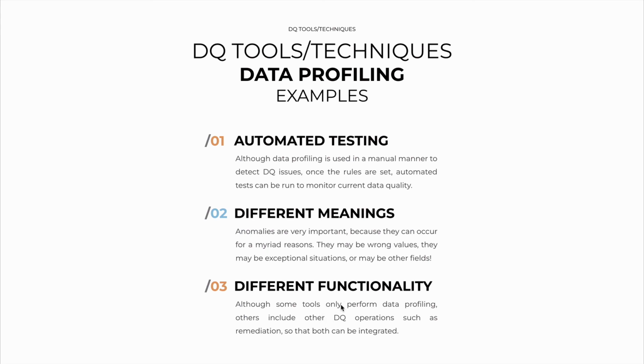And finally, tools usually have different functionality. Although some tools only perform data profiling, others can include data quality operations as well, such as remediation, so that both can be integrated. So a data management team can perform profiling, detect a problem, obtain authorization from their superiors, and perform remediation all in the same process and with the same software.